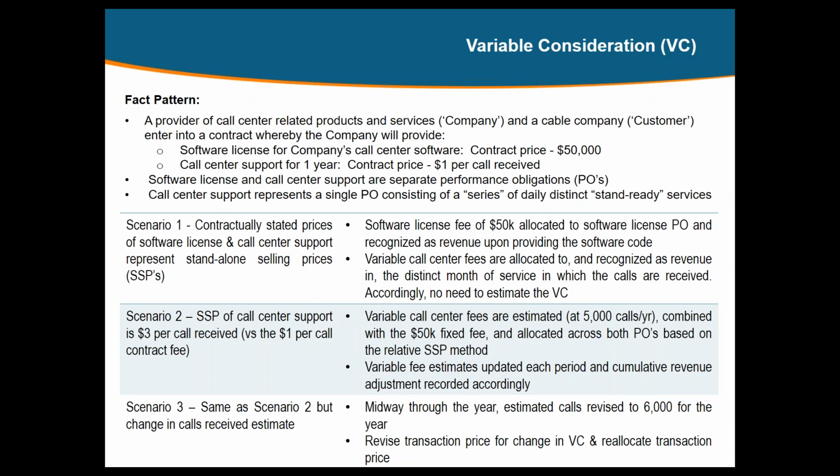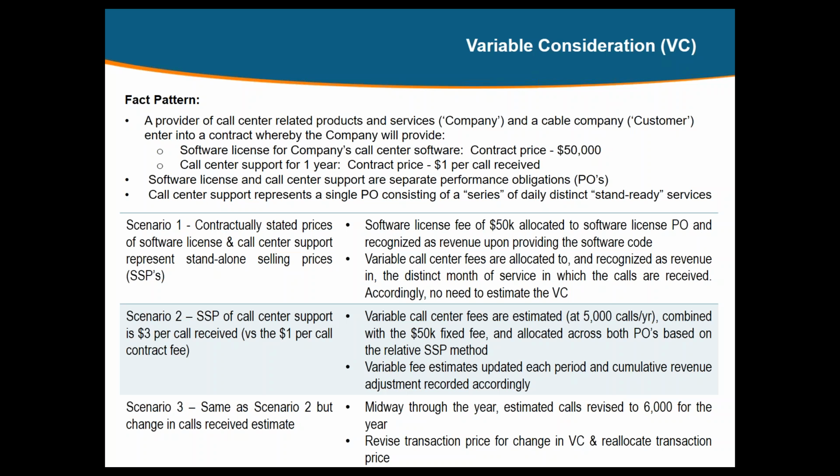I'm going to assume in this example that the software license and the call center support are separate performance obligations. So the call center support represents a single performance obligation consisting of a series of daily distinct stand-ready services. This concept gets a little bit complex, bear with me, but I think it's important because it has a significant impact on how you can treat variable consideration.